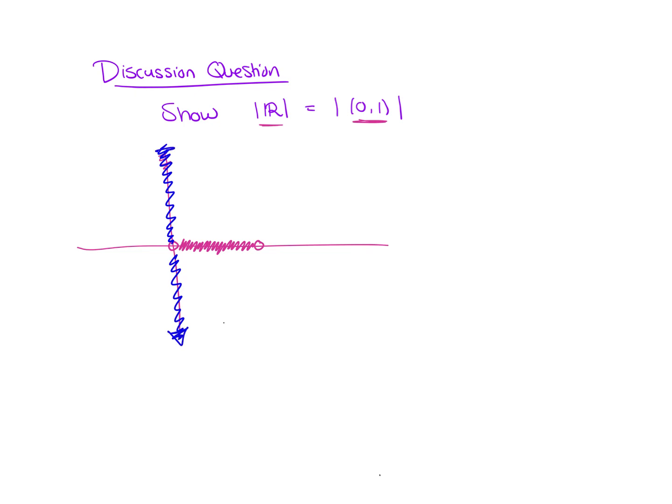So remember, to show that two sets have the same cardinality, you need to find a bijective function from one to the other. So you're looking for a bijection between those two sets to show that they have the same cardinality.